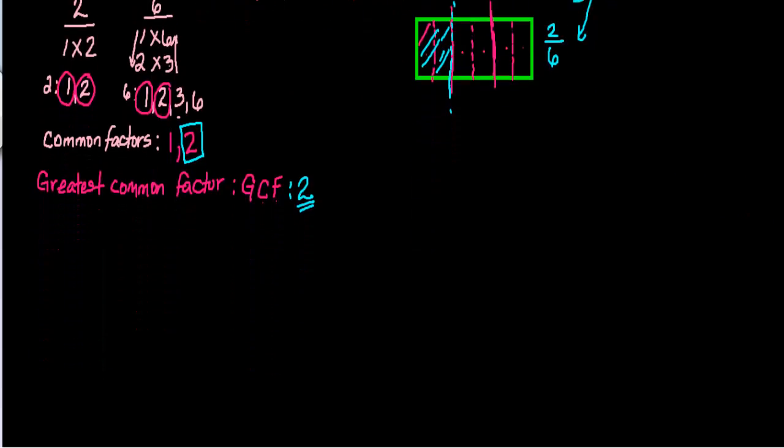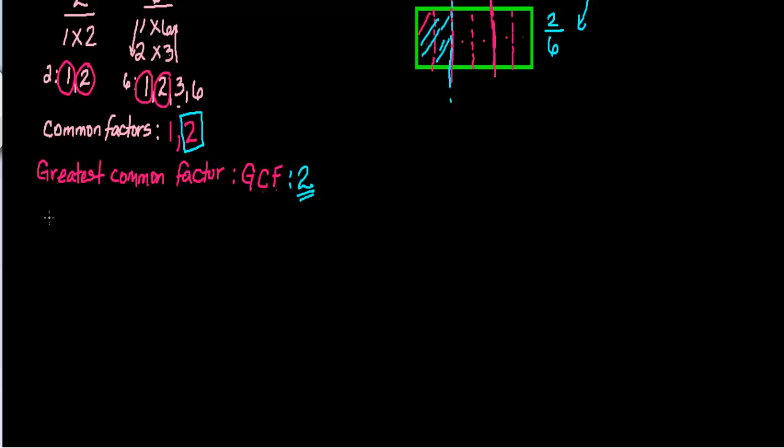Let's do another example. Let's say I want you to reduce this fraction to lowest terms. This also means to simplify. So what do I do? My first step is take the numerator and make a list of all the factors of 3.